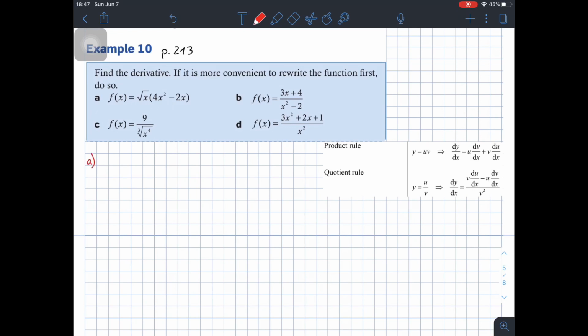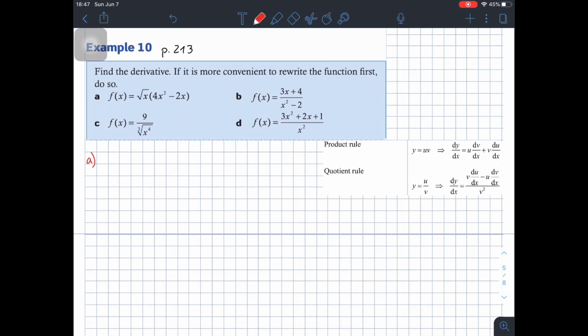For part A, we have f of x equals root of x times 4x squared minus 2x. In this case, we could either solve this as a product using product rule, or we could expand this by distributing this root of x and then differentiating it using a power rule, right? I think that way is easier for this particular exercise. So we could rewrite this as x to the power of 1/2 times 4x squared minus 2x.